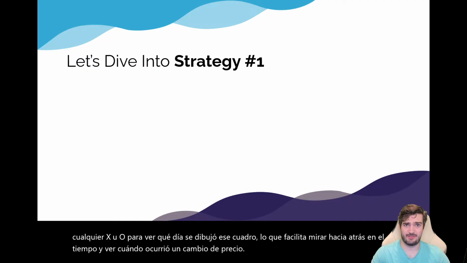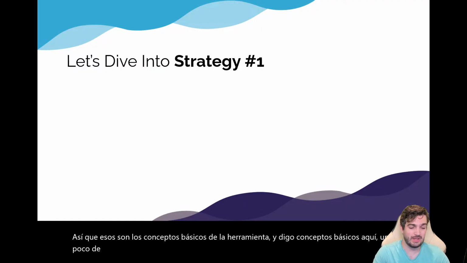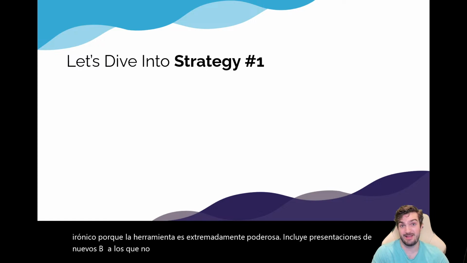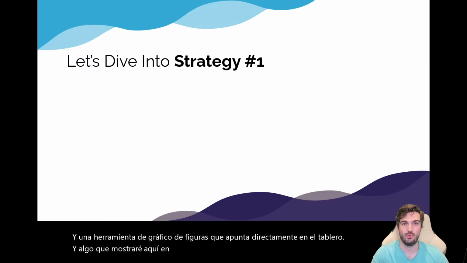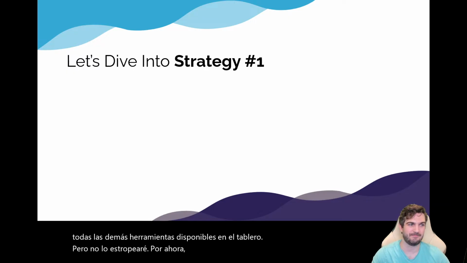So that's the basics of the tool. And I say basics here a little tongue-in-cheek because the tool is extremely powerful. It includes introductions of new BPIs that we didn't have access to before, and a point and figure chart tool directly in the dashboard. And something that I'll show off here in a little bit is the fact that this tool works with all of the other tools available on the dashboard. But I won't spoil that for now. Let's just dive into the first strategy.